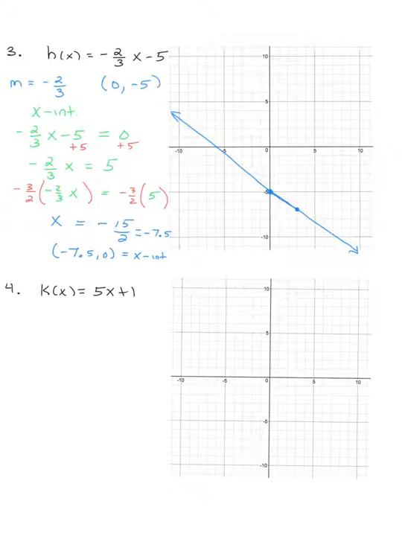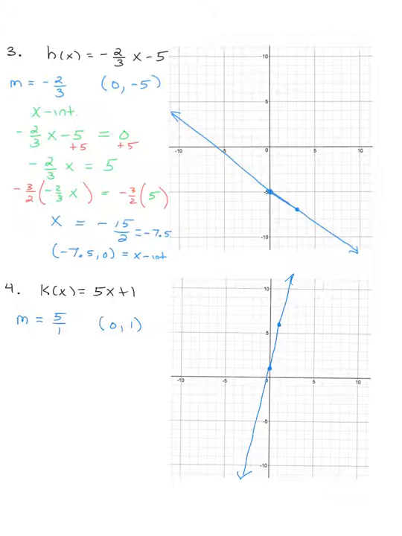Okay, for the next function, k of x is equal to 5x plus 1. The slope is 5, or 5 over 1. The y-intercept is at (0, 1). So let's see, here's (0, 1). The slope of 5 means I go over 1 and up 5. That's a fairly steep line, but it goes between those 2 points.